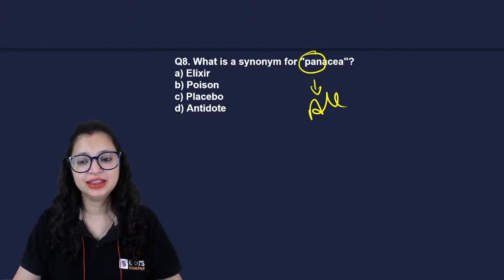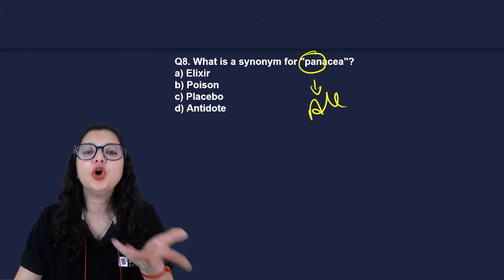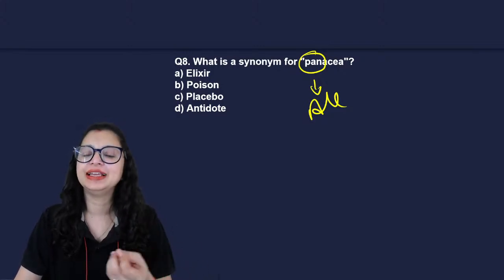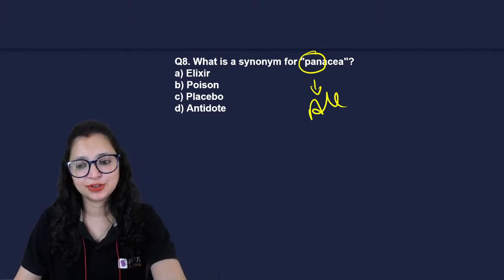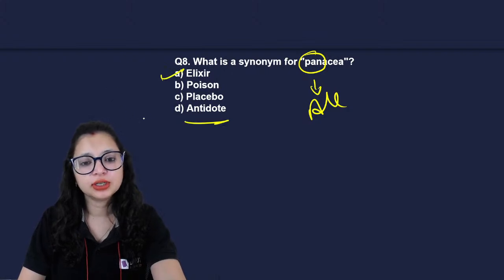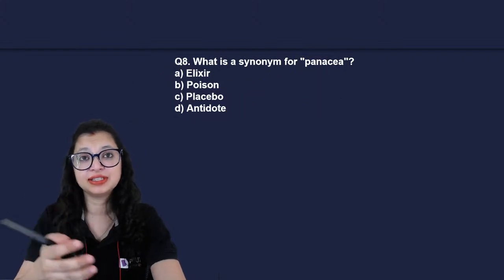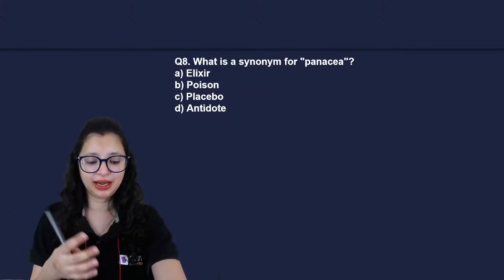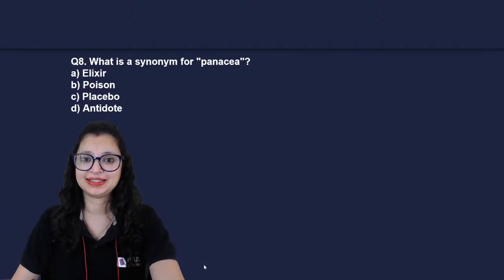Elixir is the correct meaning for panacea. Panacea is a cure for all, basically. Elixir is also a potion that cures things. The correct answer is going to be A here and not antidote. Antidote is only a cure for one poison, not a cure for everything. Elixir is basically something that makes you healthy and ends all your problems. That's an elixir. So A is the correct answer.